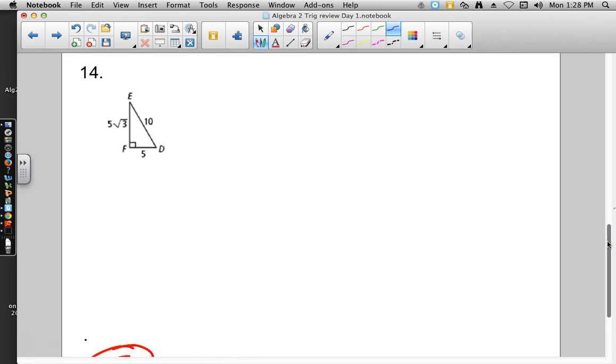Then, number 14, still looking at D, but now opposite is going to be 5 square roots of 3. Hypotenuse is going to be 10, and adjacent is going to be 5. So opposite is straight across from that angle.